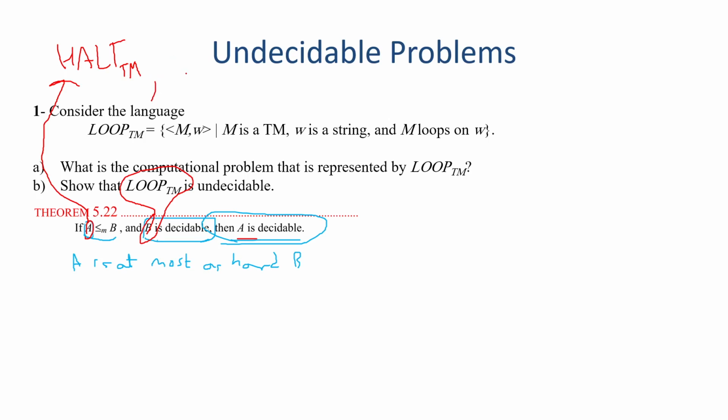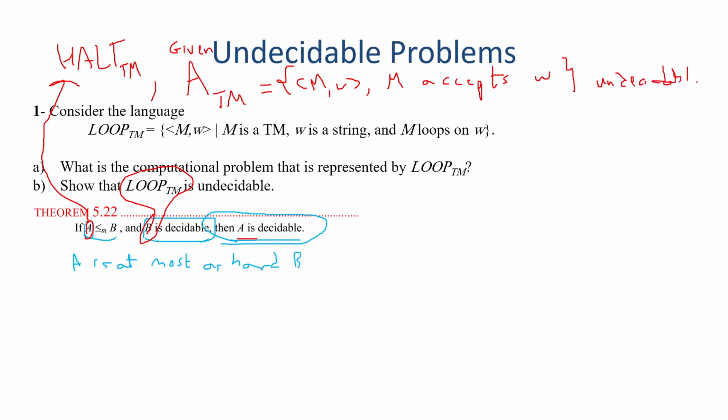So there's halt TM and there's another machine called ATM. ATM is just the machine that takes as input M and W and tells you yes if M accepts W or not. So it's another language that we know is undecidable. For the sake of this problem and to see another language, assume that this is given. Assume that ATM is undecidable. How can we use loop TM to make this machine decidable?